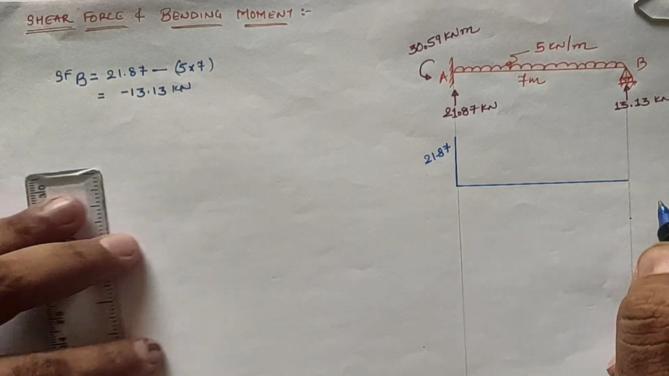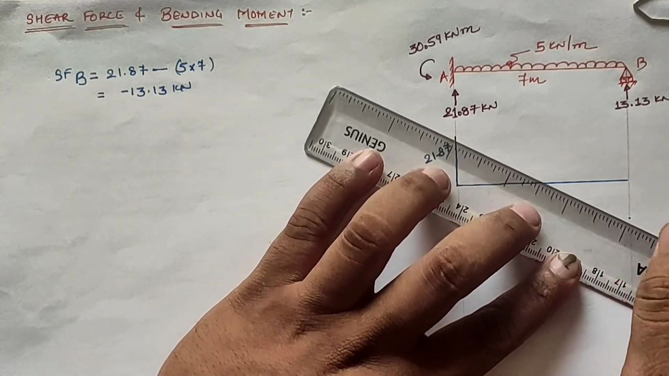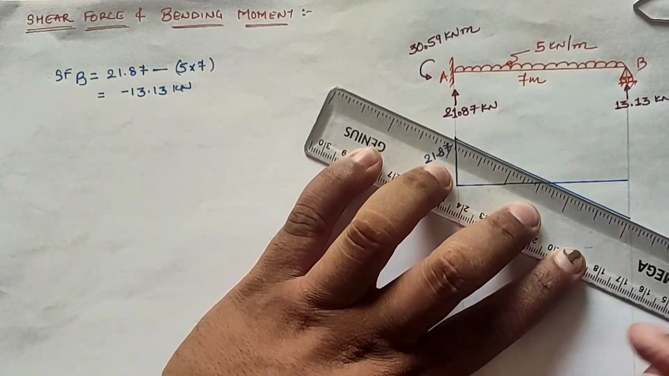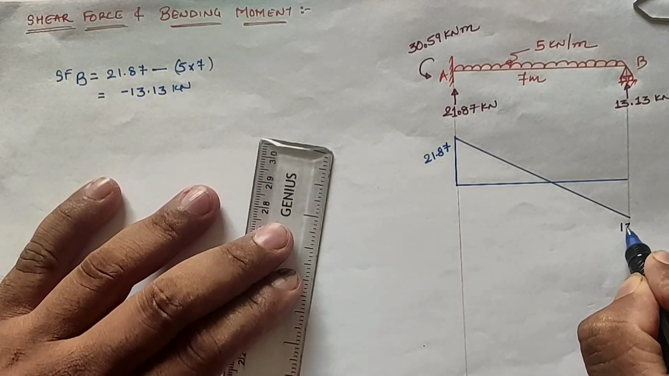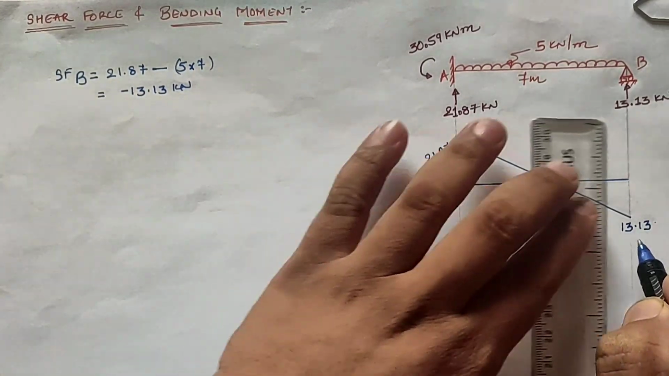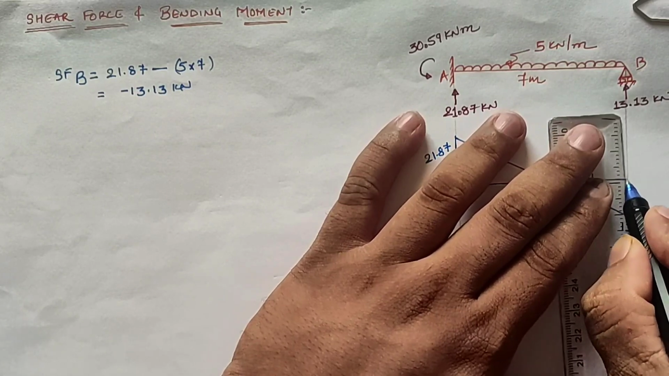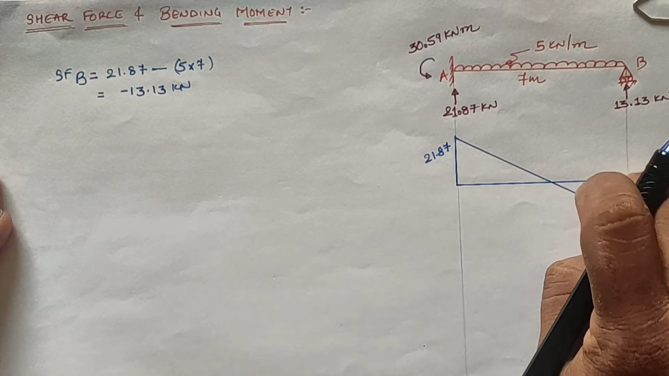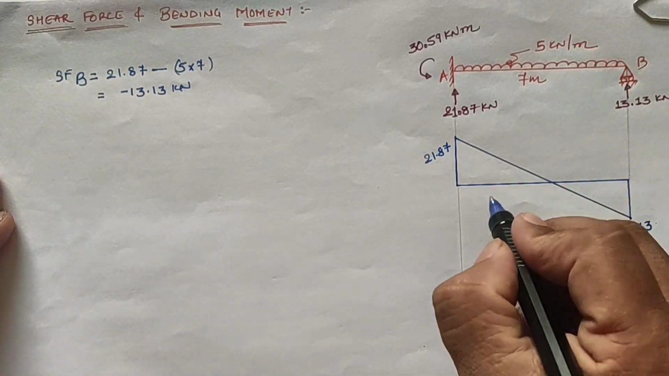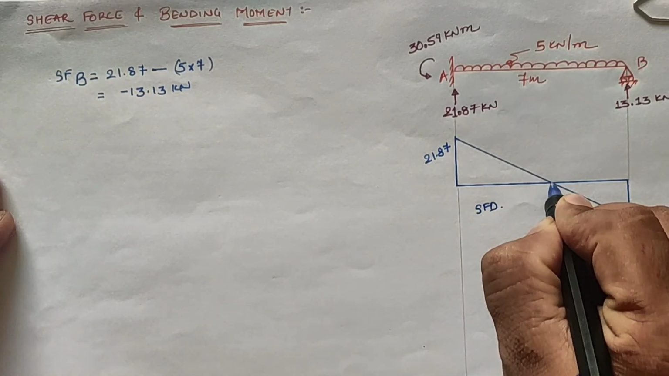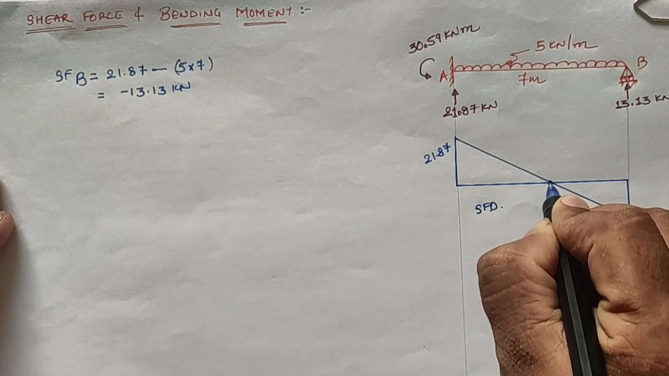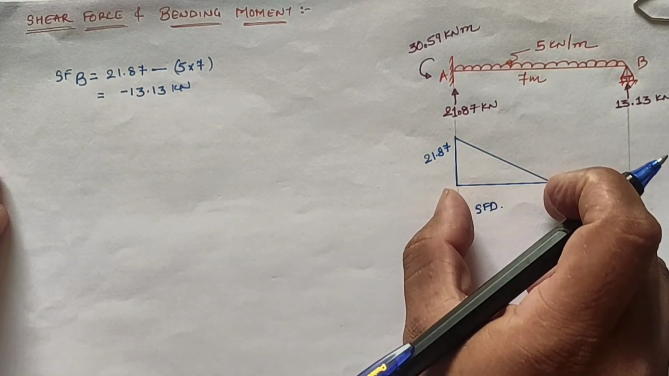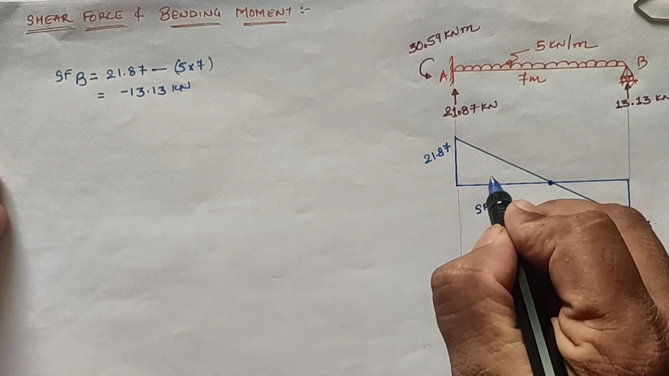So at location B our value is minus 13.13, and we have to connect the diagram by an inclined straight line according to the rule. After the reaction at B, minus 13.13 plus 13.13 gives 0. Now from the shear force diagram we can say that at the location of SF 0 we will have the maximum bending moment. So let us find the value of distance x from the left hand support.